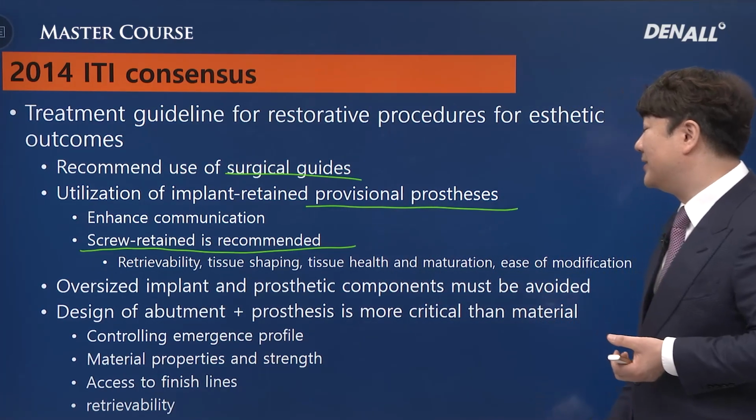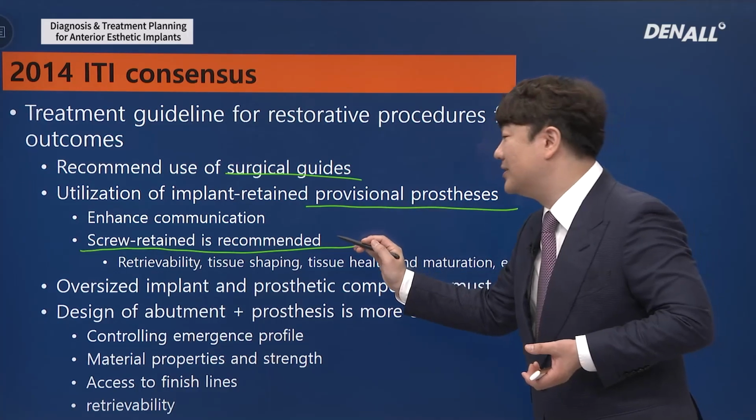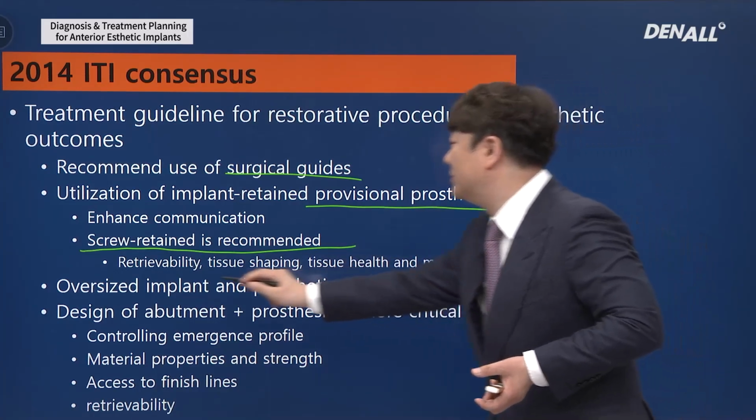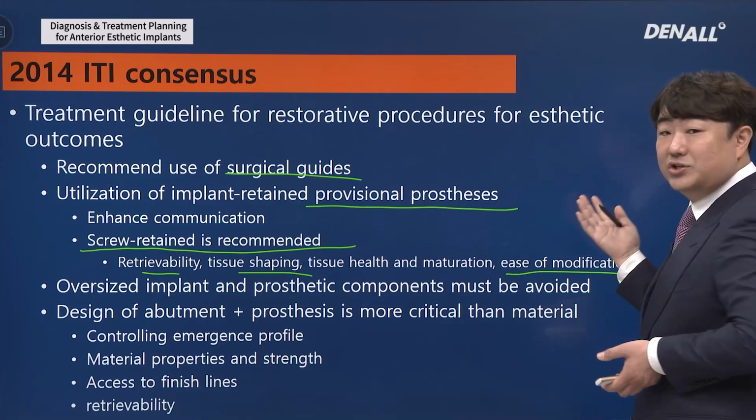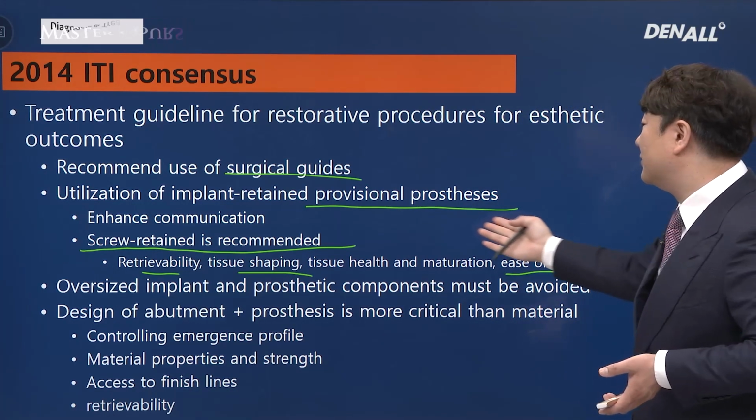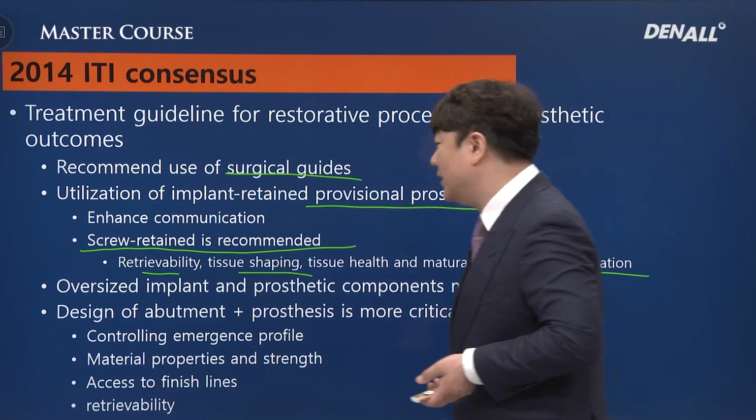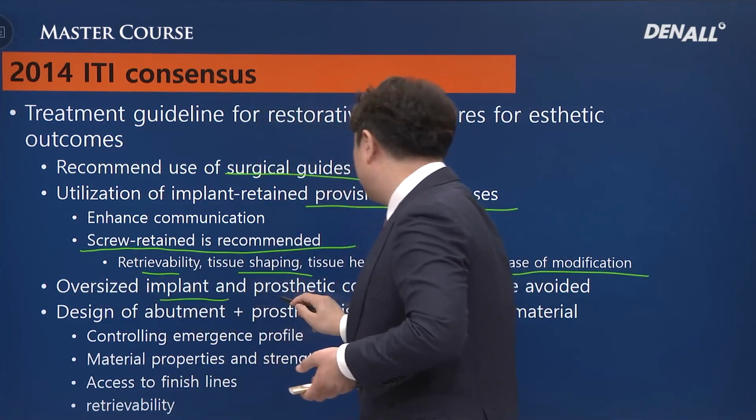This will be addressed in the next lecture. In many aspects, a screw-retained prosthesis should be provided for retrievability or tissue molding. It can be more favorable to modify. In various aspects, a screw-retained prosthesis should be delivered.